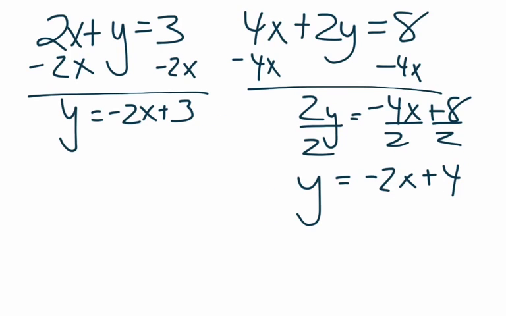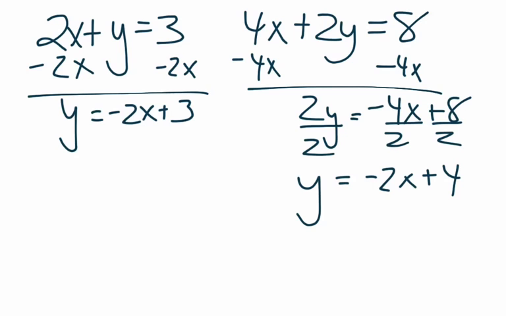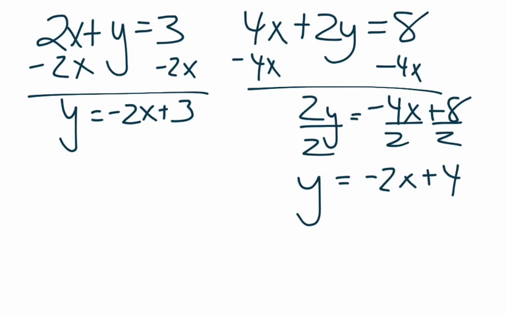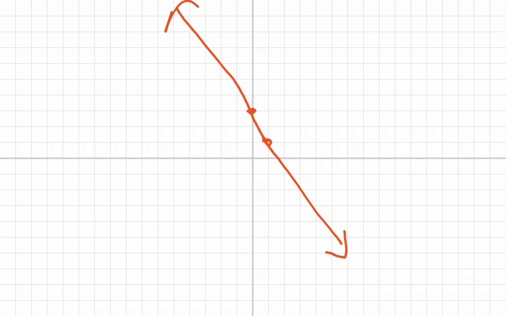So let's take a look at what those lines look like when we graph them and see if we can figure out some patterns there. So the first one was negative 2x plus 3. So I'm going to go up to 3, and then I'm going to count down 2 and right 1 to get my other point, and then we'll go ahead and connect those. And the other one was y equals negative 2x plus 4. So we have the y-intercept at the 4, and I'm going to count down 2 and right 1.